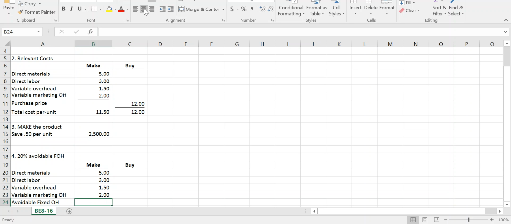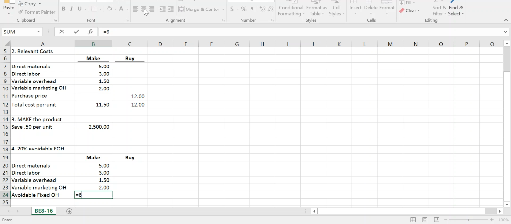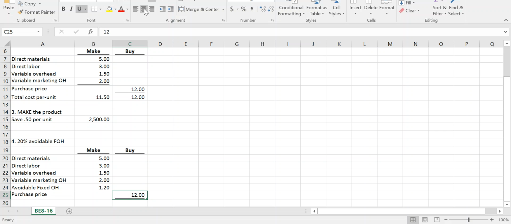So we had in total on a per unit basis, $6 per unit of fixed overhead, and 20% of that is relevant in our decision because 20% more will be there if we make it, and that 20% will not be there if we buy it. So 80% of our fixed overhead is irrelevant, but 20% of it is relevant in our decision making. And then therefore it's going to cost us more to make that product because we're going to have 20% more of overhead. We also have the purchase price, which has not changed, and that's still $12 per unit.